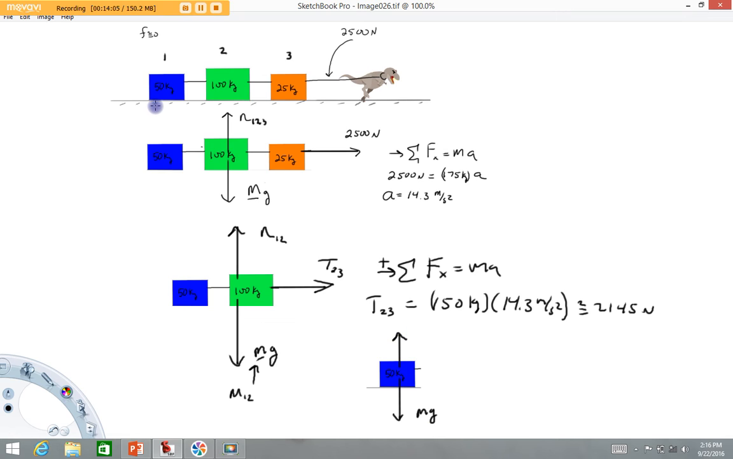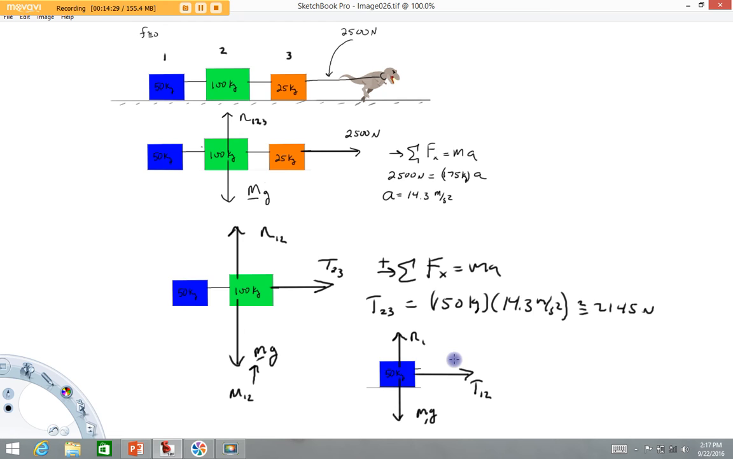Now that normal is the normal only on mass 1. Really, this mass here is just mass 1. We have this tension here. That's the tension between 1 and 2, and that tension is acting to the right. And I'll call it tension 1, 2 for the tension between masses 1 and 2.